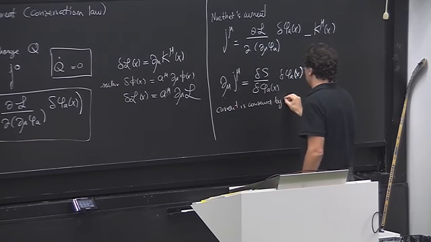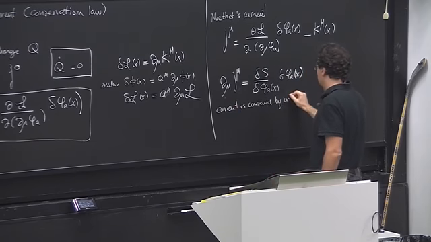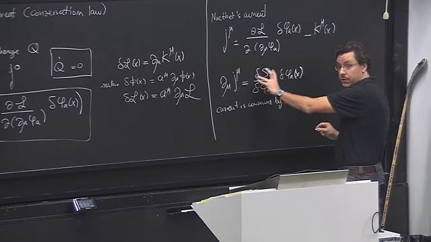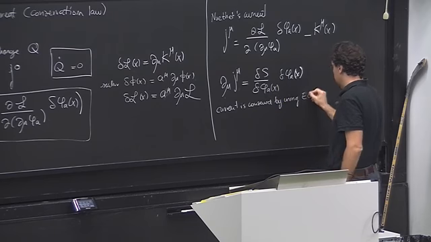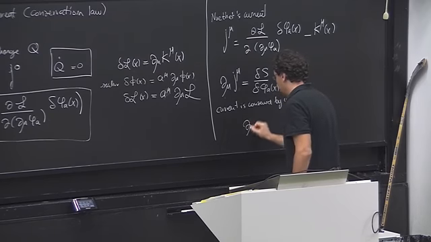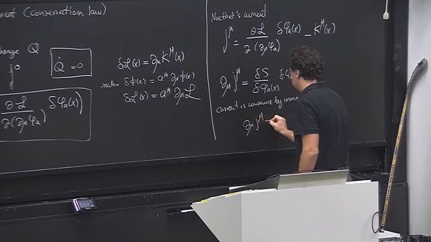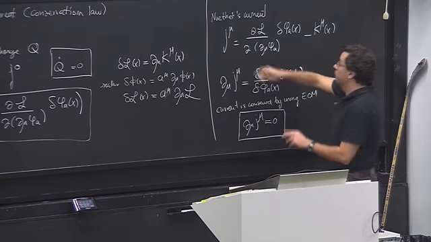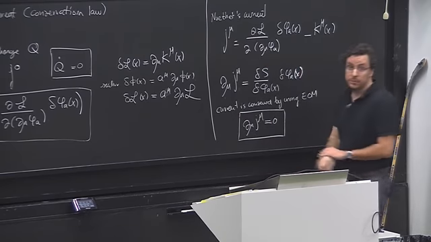And now the point is that this current is conserved by using the equations of motion, which is exactly the statement that the variation of the action with respect to the fields vanishes. So therefore, what we've done is construct an explicit form of the current that is conserved on shell.